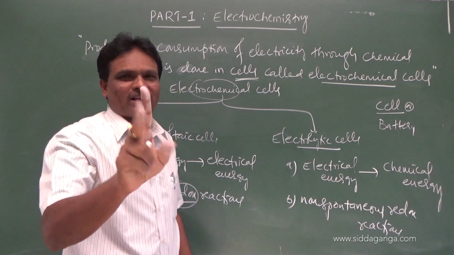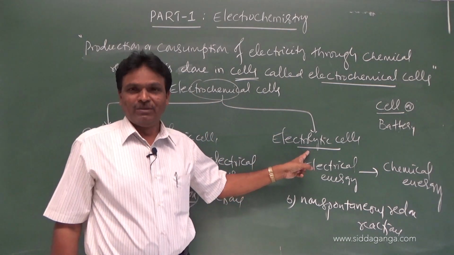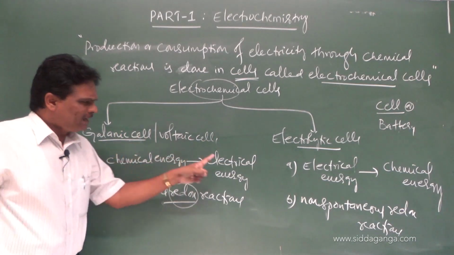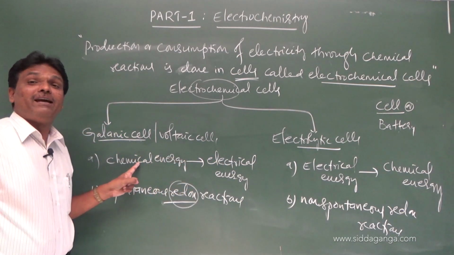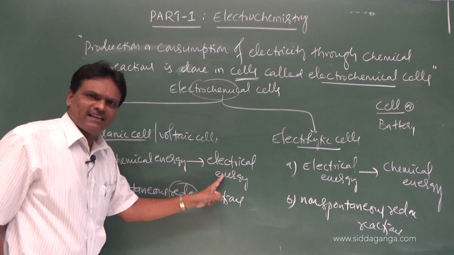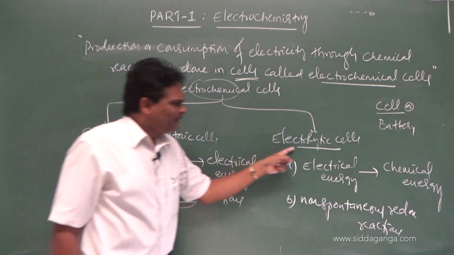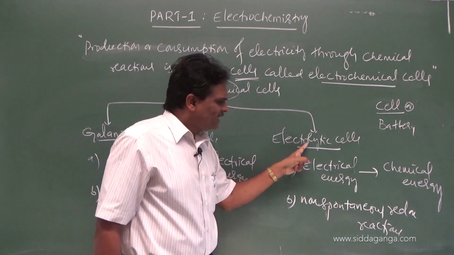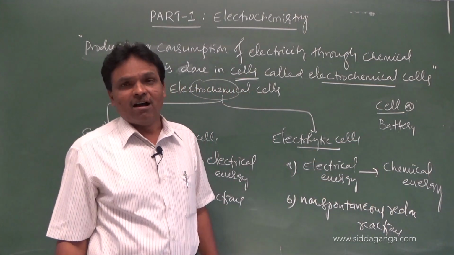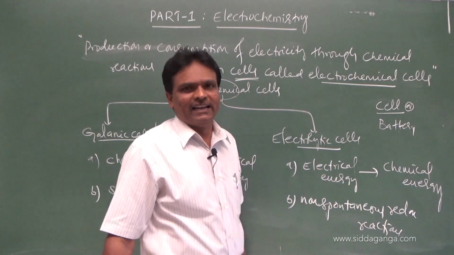Electrochemical cells are of 2 types. Is it clear? One is the galvanic cell and the other is the electrolytic cell. What is meant by a galvanic cell? The electrochemical cell which is used to supply electrical energy by means of chemical reactions, or in other words, the device which can be used to supply electrical energy at the cost of chemical reactions, is called a galvanic cell. What is meant by an electrolytic cell? The electrochemical cell in which electrical energy is converted into chemical energy, or a device used to convert electrical energy into chemical energy.